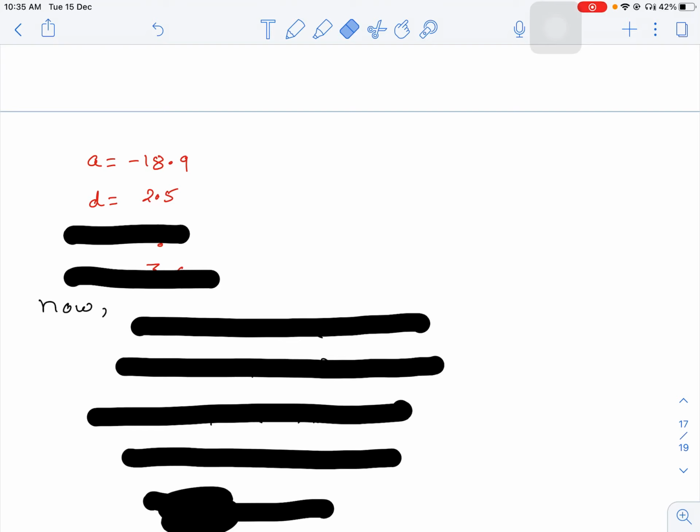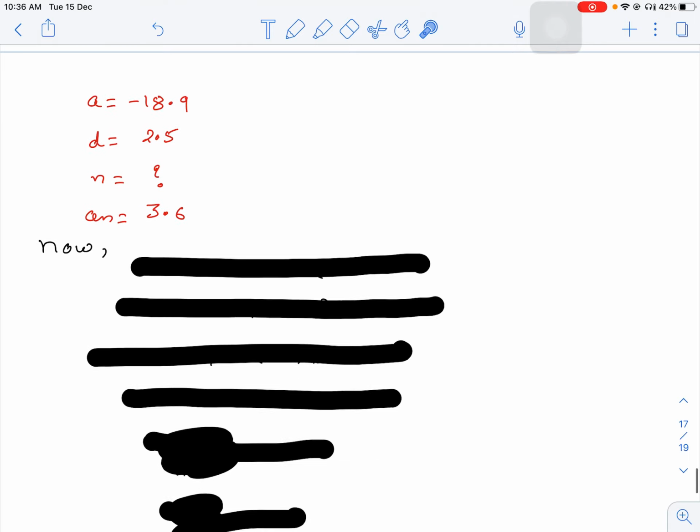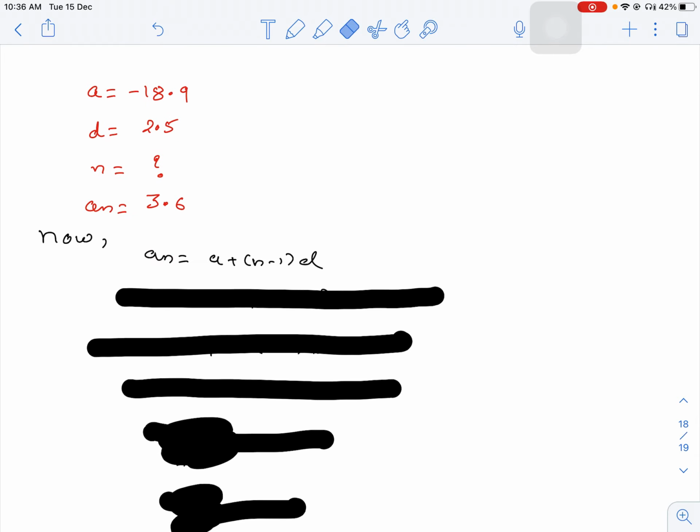So now let us solve our next example. Suppose we are given the value of A, the value of D and the value of an, that is the term value is given, but we have to find which term that is. So how to find it? Regular procedure, our same formula, that is a plus n minus 1 into d. Now we have the value of an, so we will put that value. So an is 3.6, the first term is minus 18.9, that also we have written plus. Now n we don't know, so we'll keep it as it is, n minus 1 into d, which is 2.5.